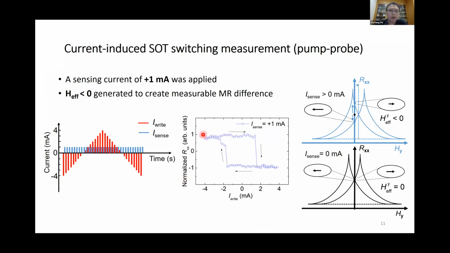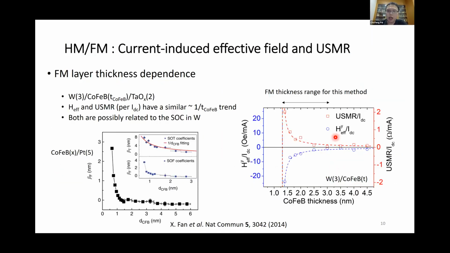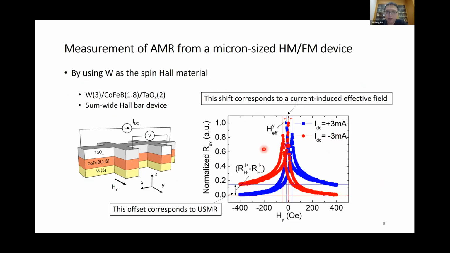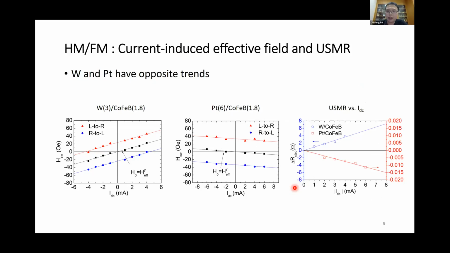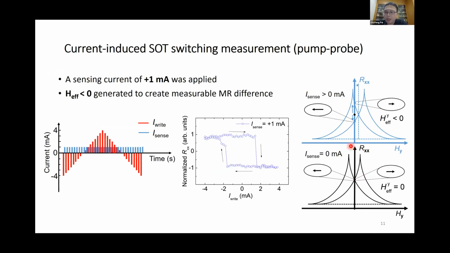So since we can measure these shifts and also the USMR, we decided to use this modulated AMR to probe the SOT switching. We use a sensing current of 1 milliamp, and if you apply 1 milliamp of sensing current, the whole AMR loop will be shifted from the original position slightly to the right. This is simplified from the data I showed earlier in this slide. So when you apply such a sensing current, the whole AMR loop will be shifted to the right.